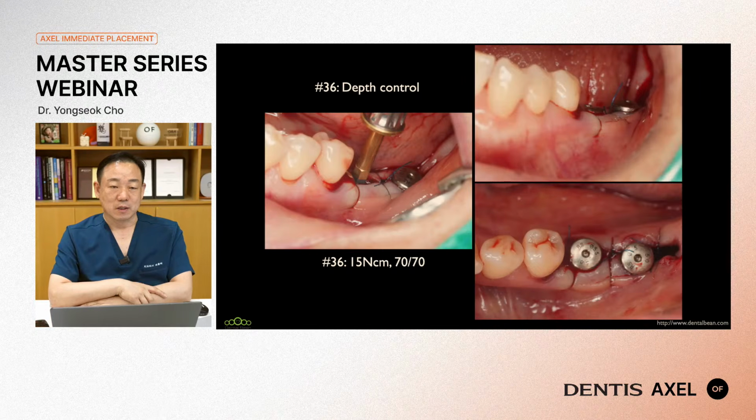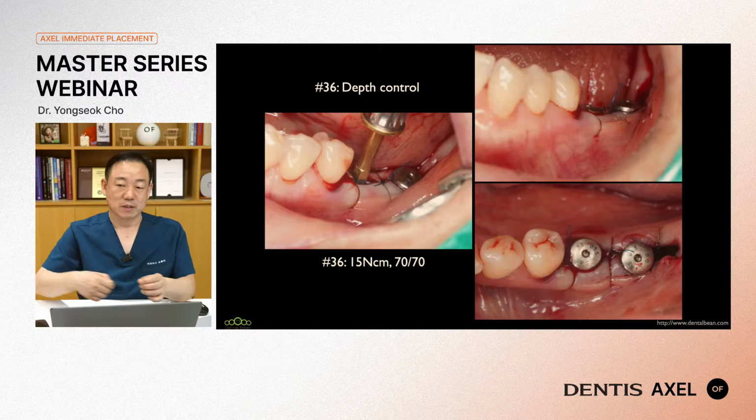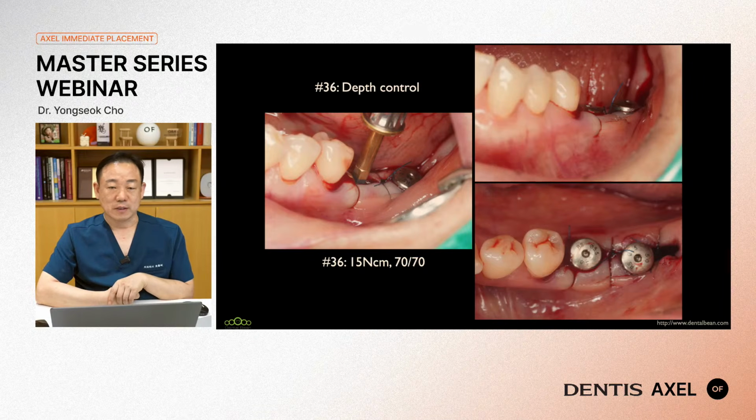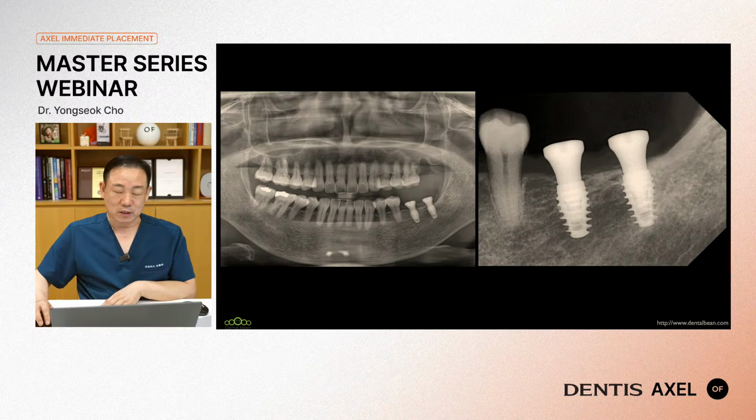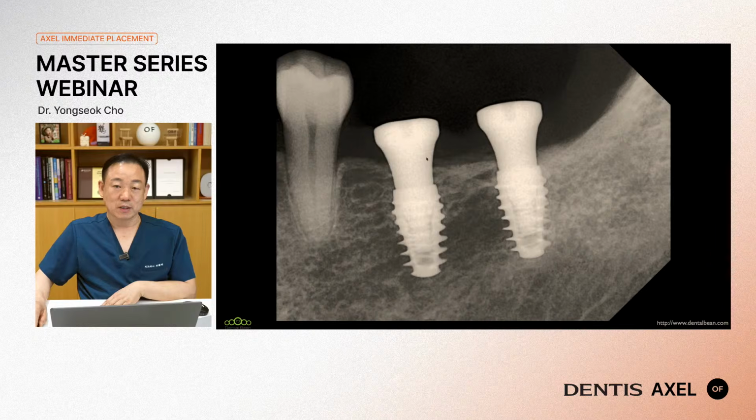Okay, like this. Just advance further, and then it finished the surgery. Okay, compare the previous radiograph image before the depth control. Look at the 36. It is under the bone surface about 0.5 millimeter to 1 millimeter. After depth control, look here. It looks about 1.5 millimeter deep. Okay, I control depth enough, like this.